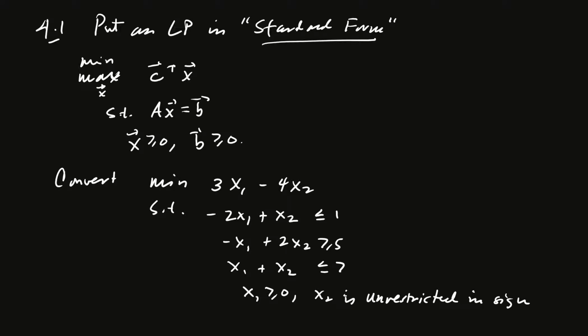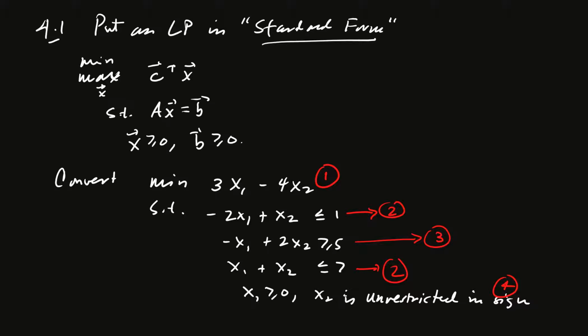Good. So there are several issues here that we have to take care of. Issue 1 will be the max or min. Then we need all of these constraints to become equalities. So we're going to treat the less than or equal to's as issue 2, then the greater than or equal to's will be issue 3 that we'll discuss. And then issue 4 is this unrestricted in sign issue.